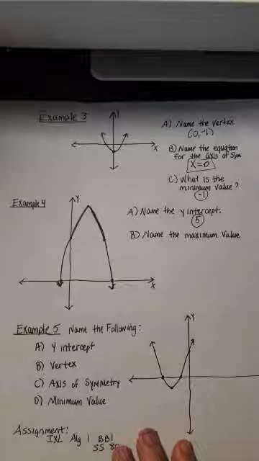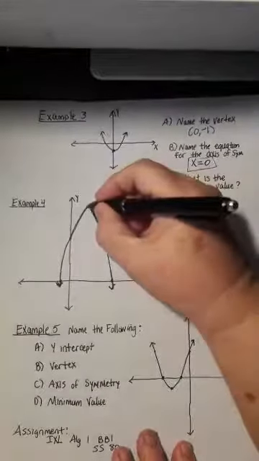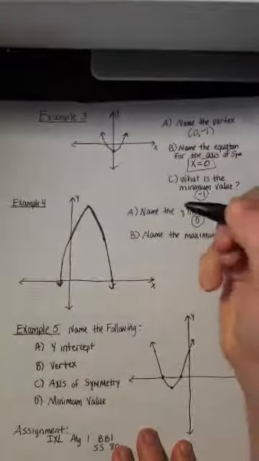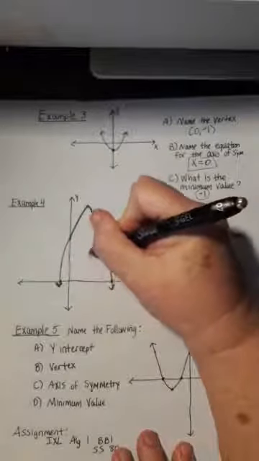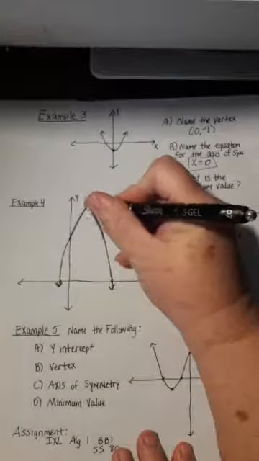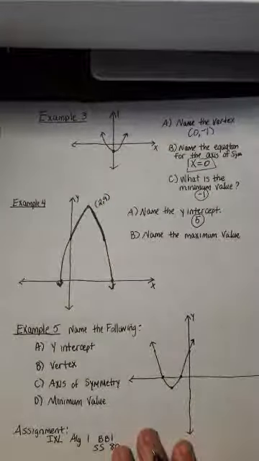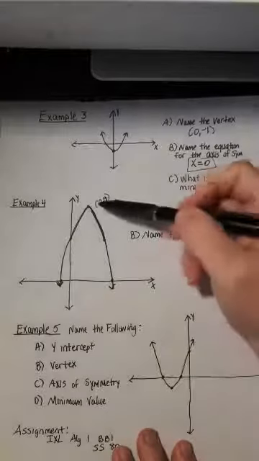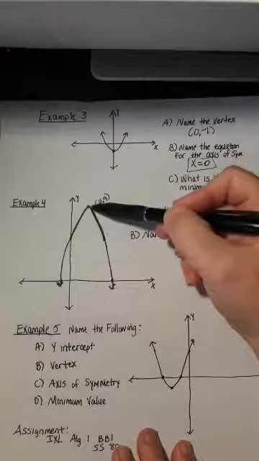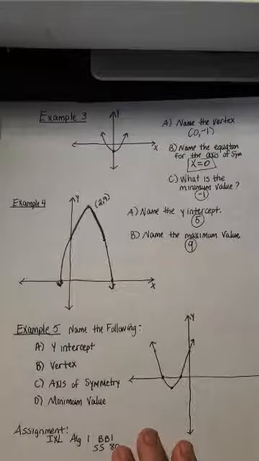The maximum value is always going to be the y-coordinate of your vertex. Okay, so this vertex is 1, 2, 3, 4, 5, 6, 7, 8, 9. That is 2, 9 is that point. That's your vertex. It doesn't ask for your vertex. It says what's the maximum value. So that's going to be that y-coordinate of that point, which is 9.